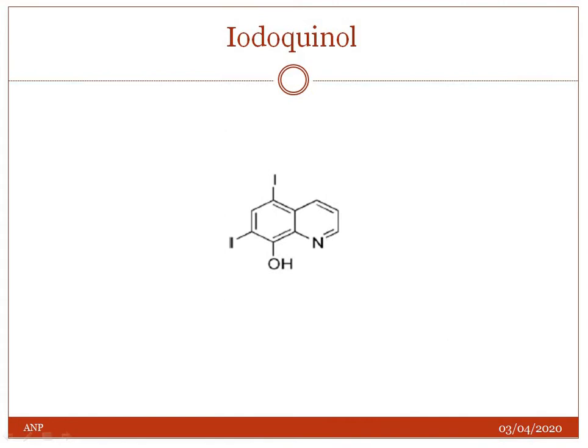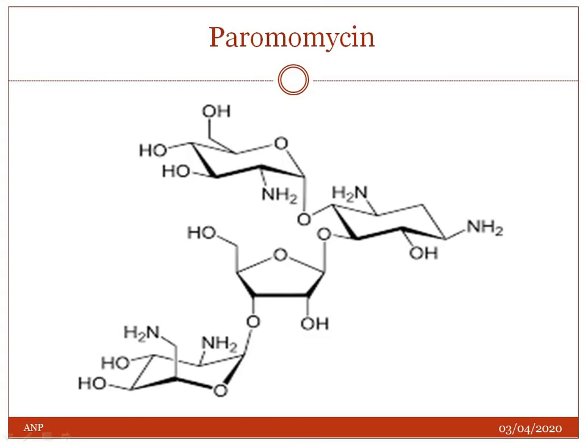Iodoquinol belongs to the halogenated 8-hydroxyquinoline derivatives, and it is an amebicide used against Entamoeba histolytica, and it is active against both the cyst and trophozoite forms. It is localized in the lumen of the intestine, and it is considered a drug of choice for the treatment of asymptomatic or moderate forms of amebiasis. The next drug is paromomycin. Paromomycin belongs to the class of aminoglycoside antibiotics, and it is used to treat intestinal infections such as cryptosporidiosis.